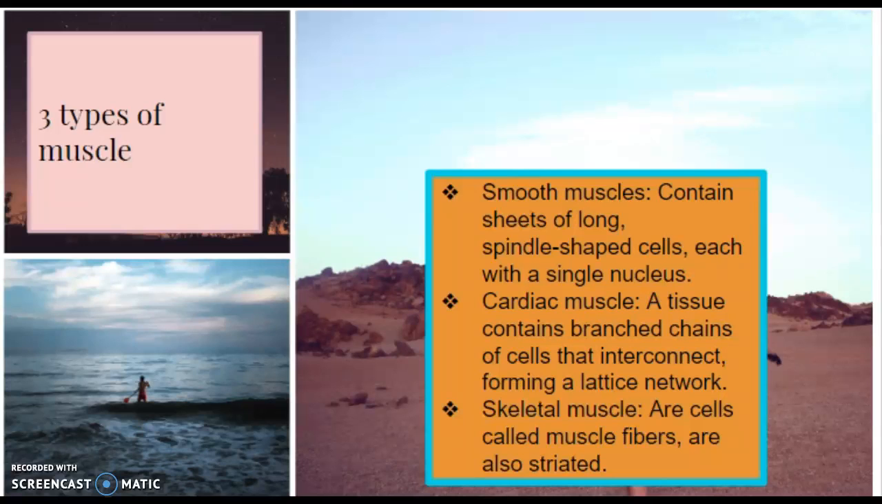Three types of muscle. The three types of muscle are smooth muscle, which contains sheets of long spindle-shaped cells, each with a single nucleus. The cardiac muscle tissue contains branched chains of cells that interconnect, forming a lattice network. Skeletal muscle cells are called muscle fibers, which are also constructed.